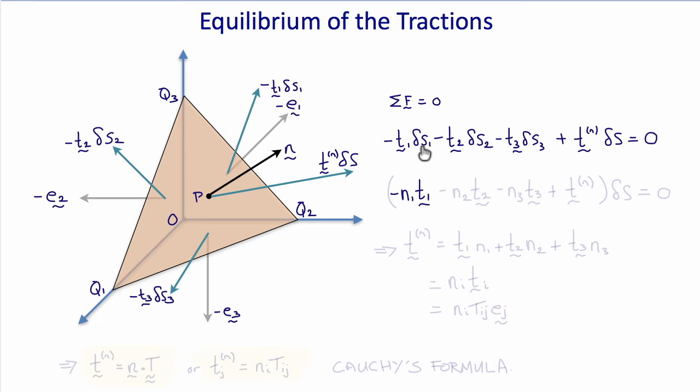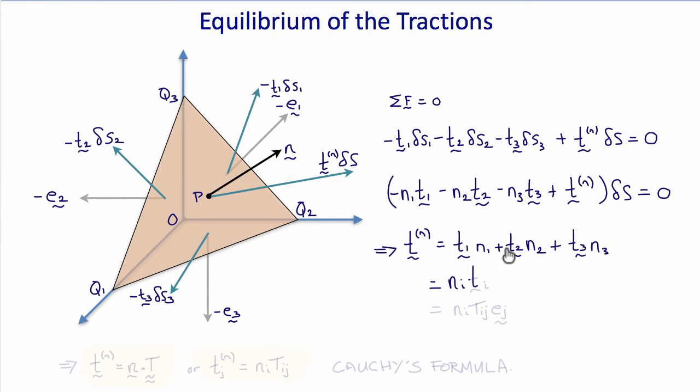And then knowing that delta S1 is N1 delta S, delta S2 is N2 delta S, delta S3 is N3 delta S, we get minus N1 T1 minus N2 T2 minus N3 T3 plus Tn times delta S equals zero, which means that Tn must equal T1 times N1 plus T2 times N2 plus T3 times N3, where T1, T2, and T3 are the tractions on these faces. N1, N2, and N3 are the components of the unit normal N.